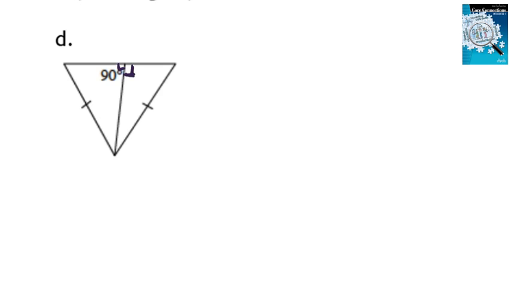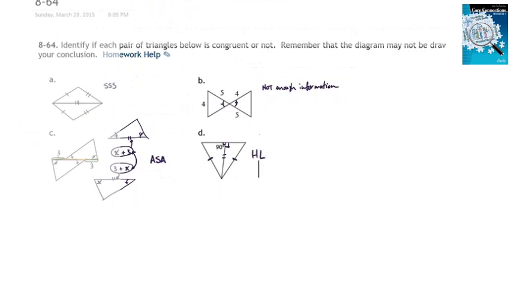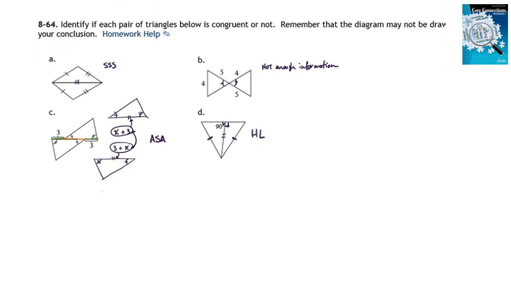But anyways, if that is a 90-degree angle in the diagram, I clearly have congruent hypotenuses, right? If that's a 90-degree angle, these are right triangles. And they share this leg, right? So these would have to be congruent by hypotenuse leg. That's beautiful. So we've got side, side, side, not enough information, angle, side, angle, and hypotenuse leg.